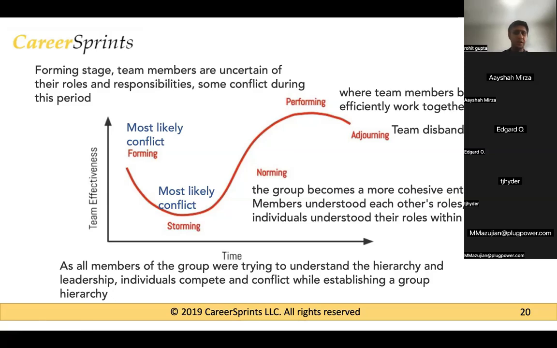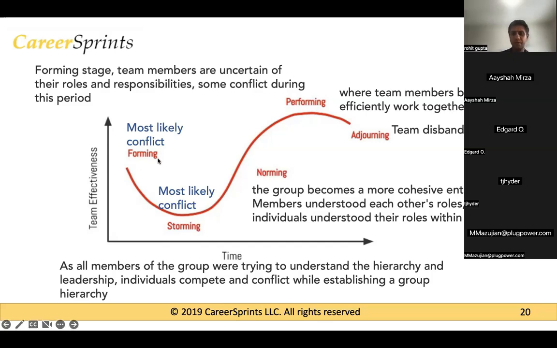They're trying to find their feet in the team. They are uncertain about their roles and responsibilities. So obviously at this stage, there could be some reservation amongst team members, and there could also be some conflict that could happen during the forming phase, because people don't really know each other, right? People don't know how the other person is. So there could be some conflict at the forming stage.